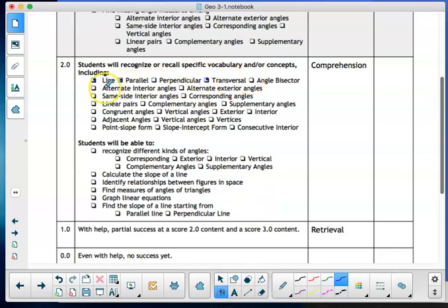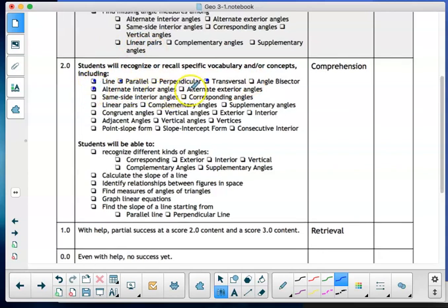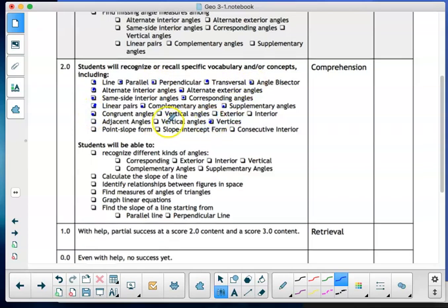Transversal, alternate interior, alternate exterior, same side, corresponding, linear pairs, I know those. Complementary angles, hey, I know those. Supplementary angles, hey, I know those. Congruent angles, I know those. I guess I know perpendicular and angle bisector. I know vertices. I know vertical angles. I know adjacent angles. Point-slope form, slope-intercept, consecutive interior, exterior, interior. Ooh, I know exterior and interior. Vertical angles, I know those. Okay, there's a lot of things I know.